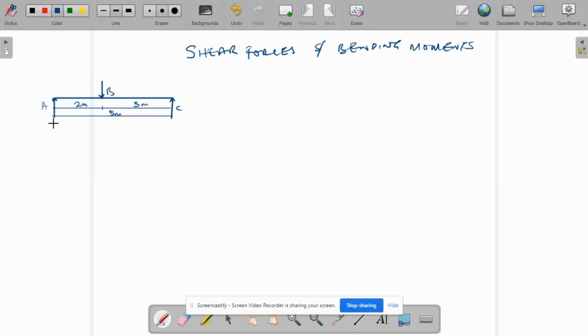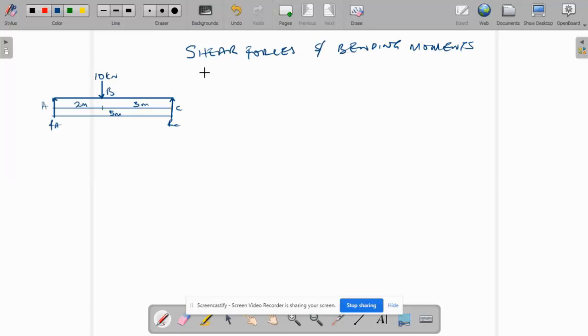So we have to find the reactions. That's the first thing to do. That's A and C. And this load is 10 kilonewton in size. If this load were at the center, we could easily find the reaction by dividing the load by 2, but it is not at the center. So reaction A and reaction C cannot be equal.